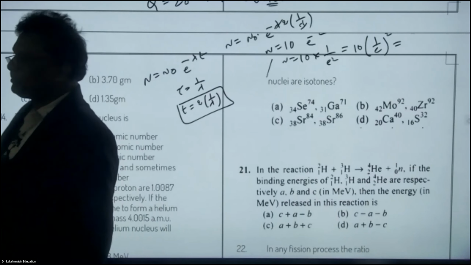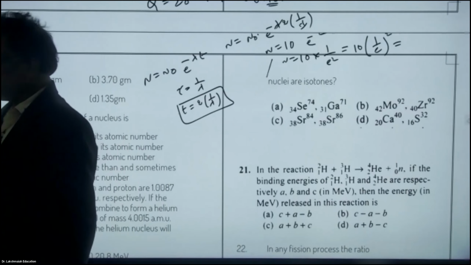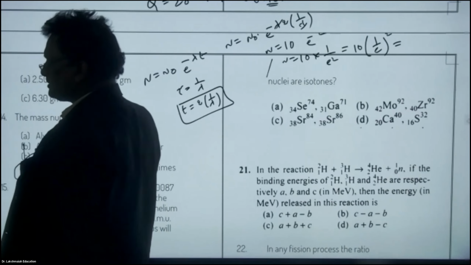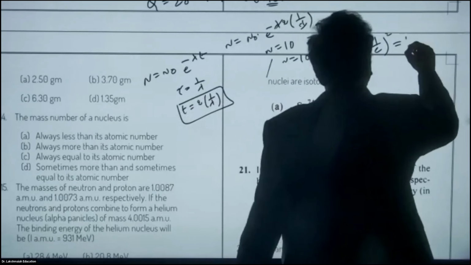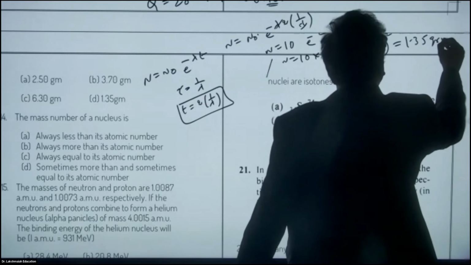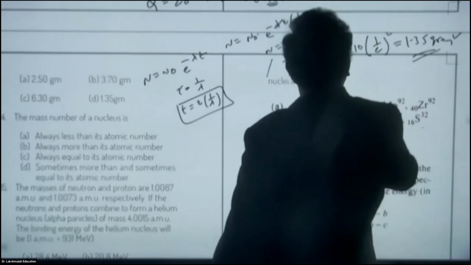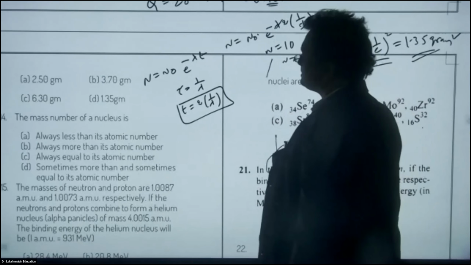What is e value? 0.3 e value. 1 by e value is 0.3 or something. And you multiply that 10 into that point, you will get 1.35 grams. Answer is 1.35 grams. 10 into 1 by e square. That is all.